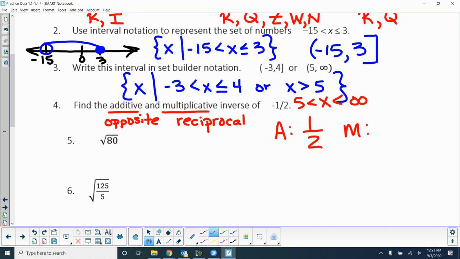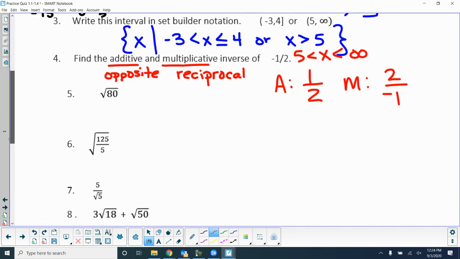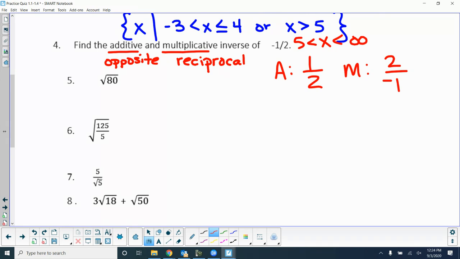Multiplicative, what's the reciprocal of -1/2? 2 over -1. Or if you wrote just -2, that's okay. But there's 2 answers. Every year I get somebody who gets in a hurry. You shouldn't be rushed in this, it's only 14 answers, right? But they forget to do one of them. They'll do one or the other, but not both.